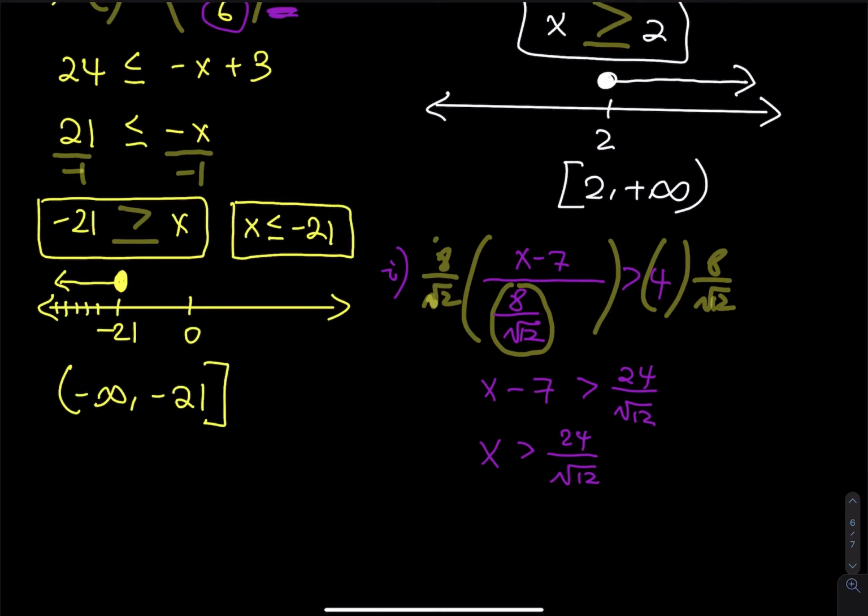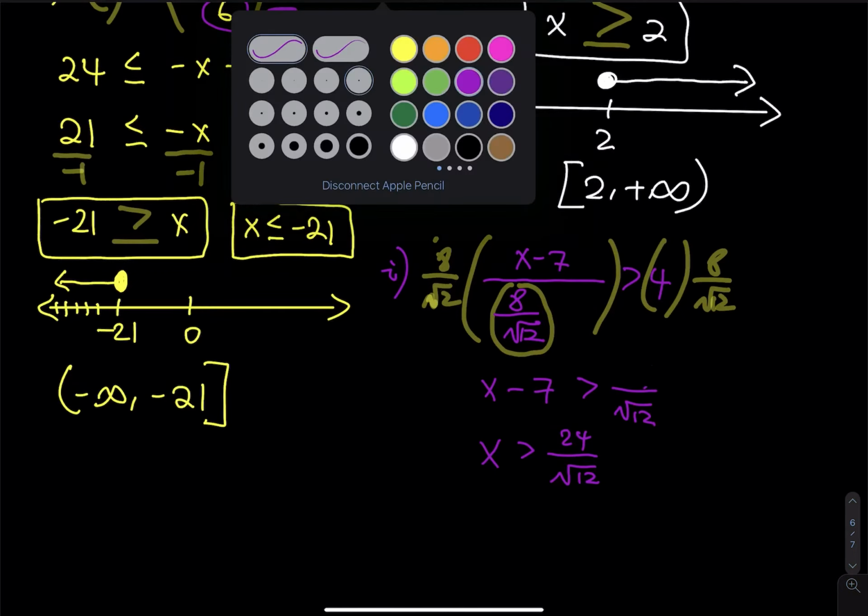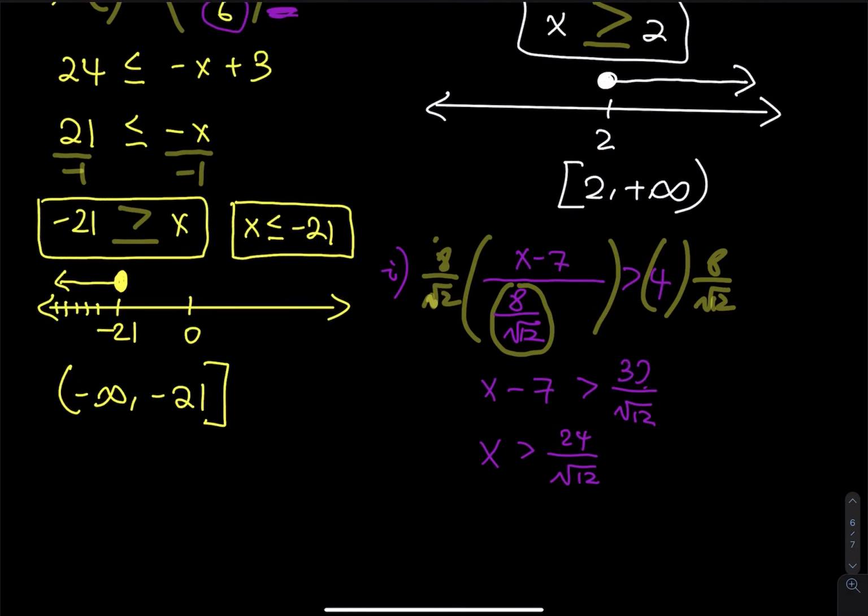Why do I put a 24? Okay, let's erase that. 4 times 8 is 32, and then you add 7 to it. So this is your final answer.